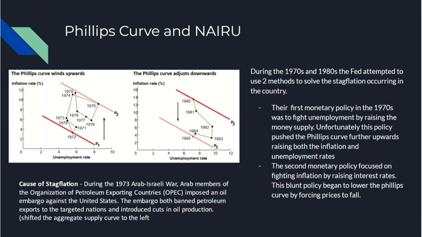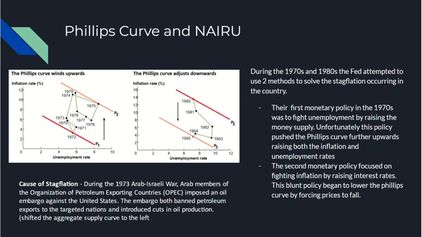This situation of stagflation was caused during the 1973 Arab-Israeli War, where Arab members of the Organization of Petroleum Exporting Countries, the OPEC, imposed an oil embargo against the United States. The embargo both banned petroleum exports to the targeted nations and introduced cuts in oil production. This was the shift in the aggregate supply curve that caused stagflation.